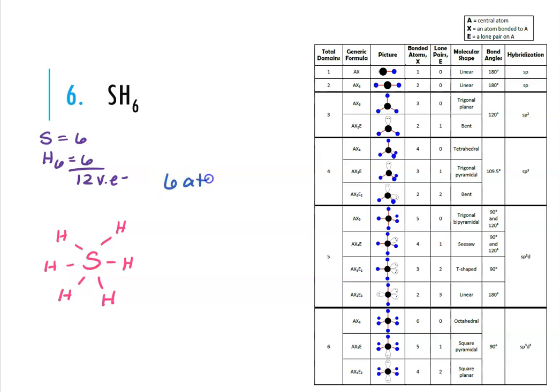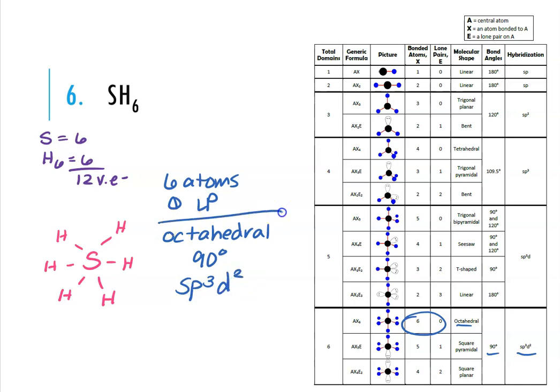So I have 6 atoms and no lone pairs on the central atom. So that's going to be octahedral, 90 degrees, and sp3d2.